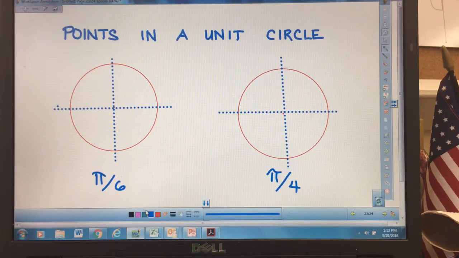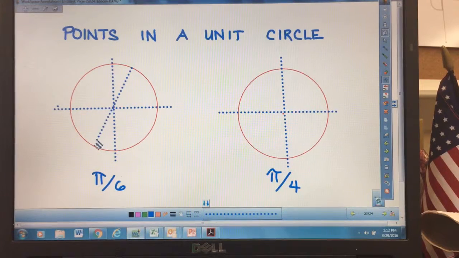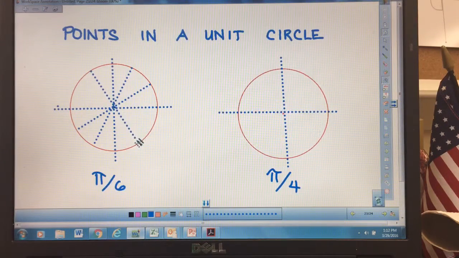Hi. When we create points in our unit circle, we have to remember that there are two types of circles that we're talking about. One is the pi over 6 circle, and the other one is the pi over 4. Now, the pi over 6 circle is the one where we have 12 slices, each one having a 30-degree or a pi over 6 angle from the center. And for my pi over 4, I will have 8 slices total for the entire circle.